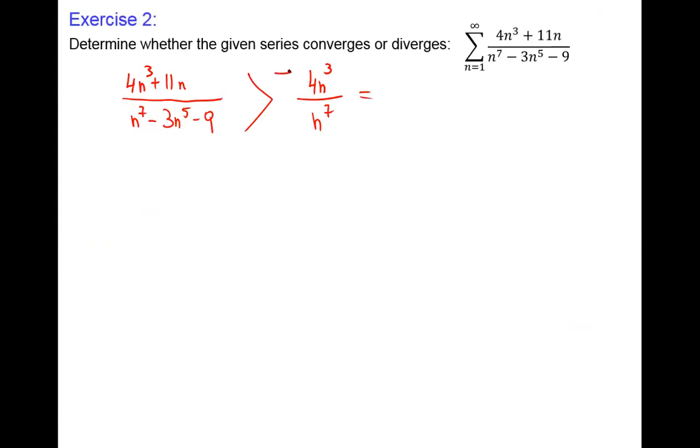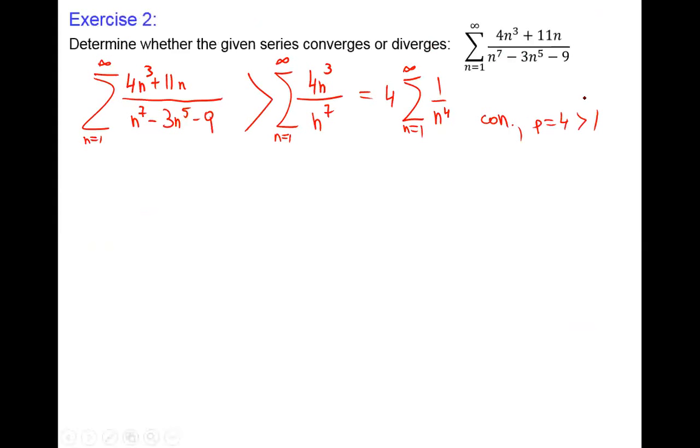And if I simplify my series, I can put 4 in front, and I can cancel out, simplify n cubed over n to the power of 7. And this is definitely convergent by p-series test, but everything which is greater doesn't work. Direct comparison test is inconclusive.